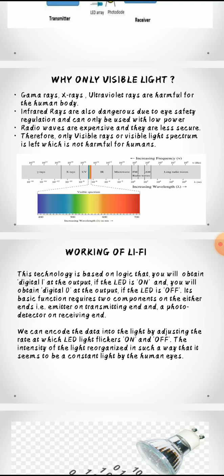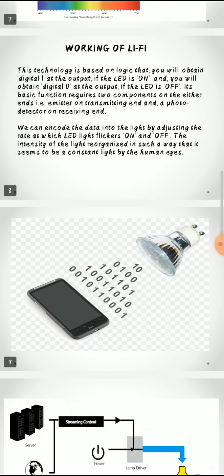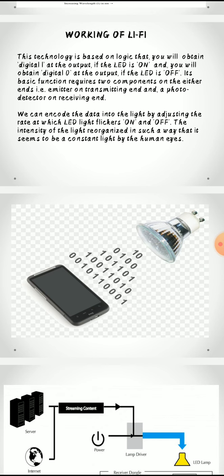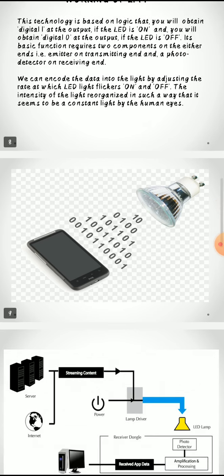So, what is the working of Li-Fi? This technology is based on the logic that you will obtain digital 1 at the output if the LED is on, and you will obtain digital 0 at the output if the LED is off. Its basic function requires two components on either end: an emitter on the transmitting end and a photodetector on the receiving end. We can encode data into light by adjusting the rate at which the LED light flickers. The intensity of light varies in such a way that it seems to be constant light to human eyes.